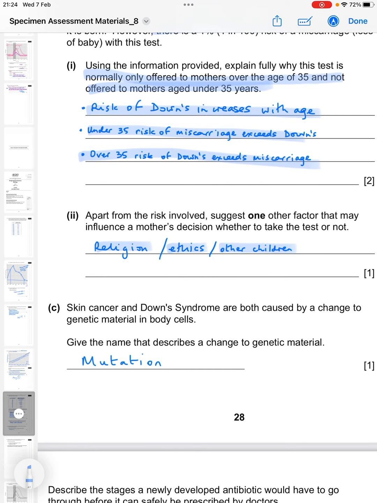Skin cancer and Down syndrome are both caused by a change to genetic material in body cells. Give the name that describes a change to genetic material. Well, that is a mutation.